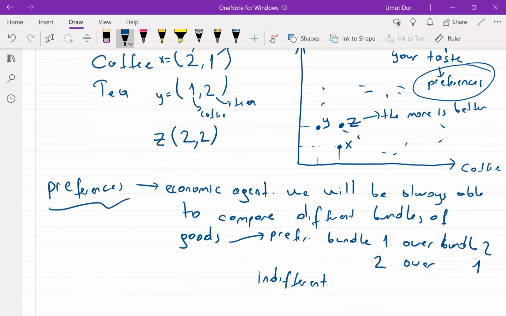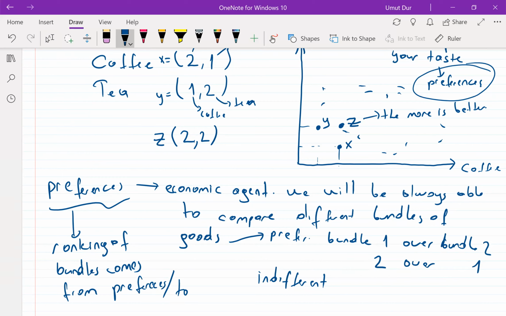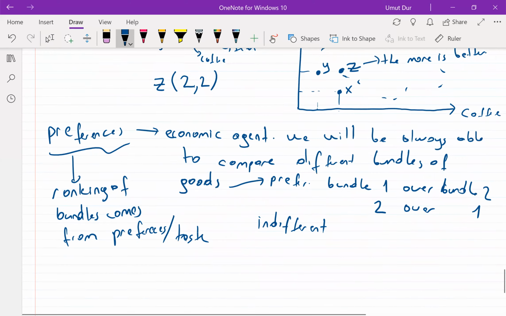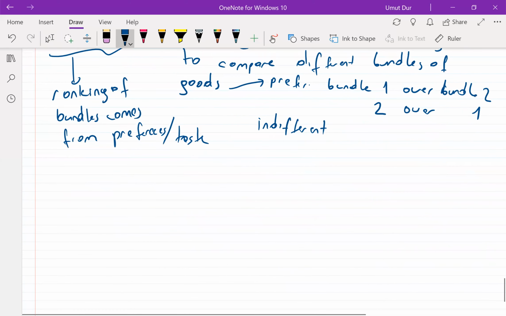And this ranking of bundles comes from preferences or taste, if you wish. We represent the preference relation over the bundles by using this fancy greater sign. Let me try to draw it much better. Something like this.